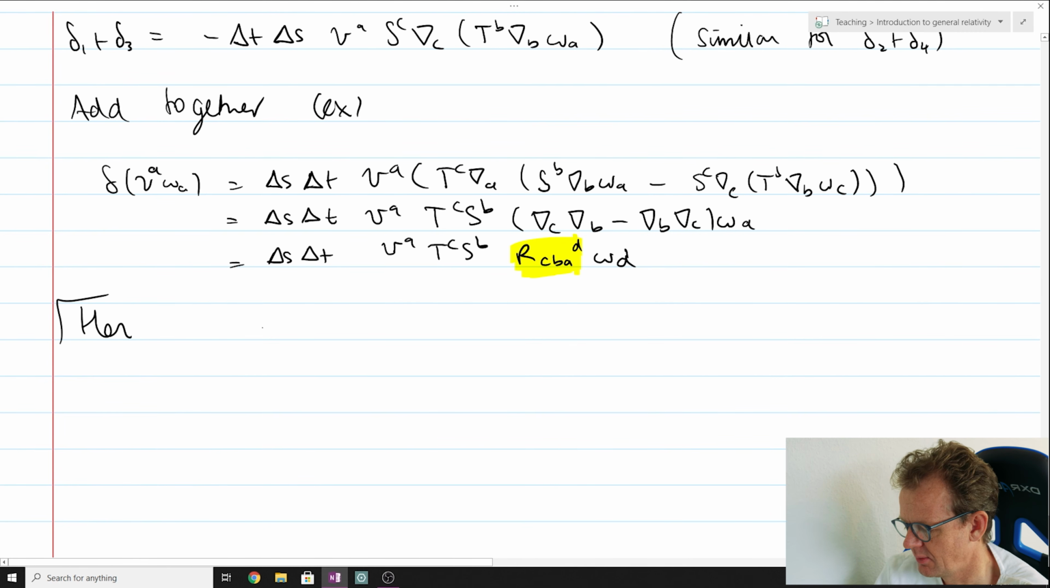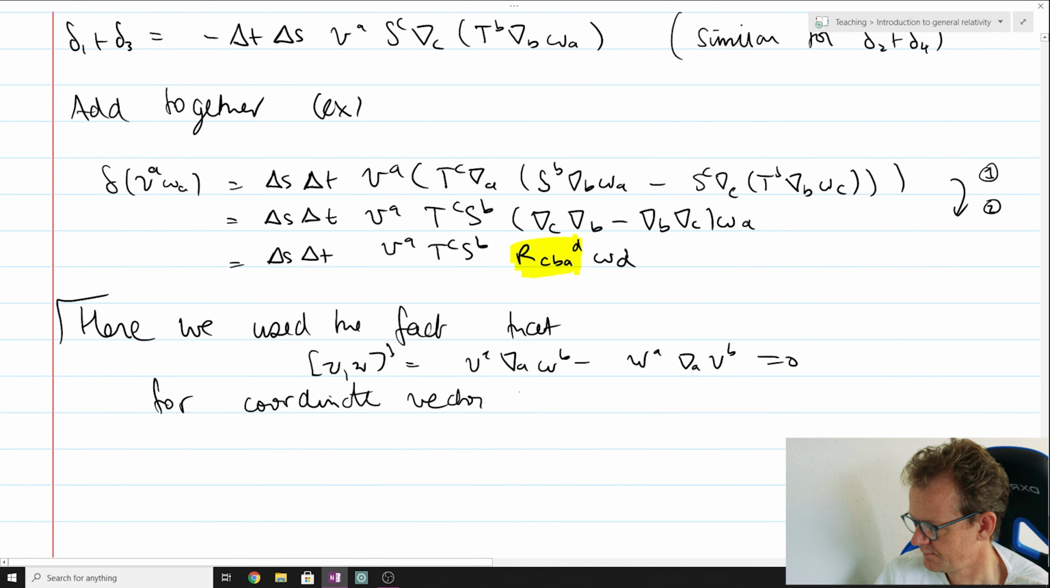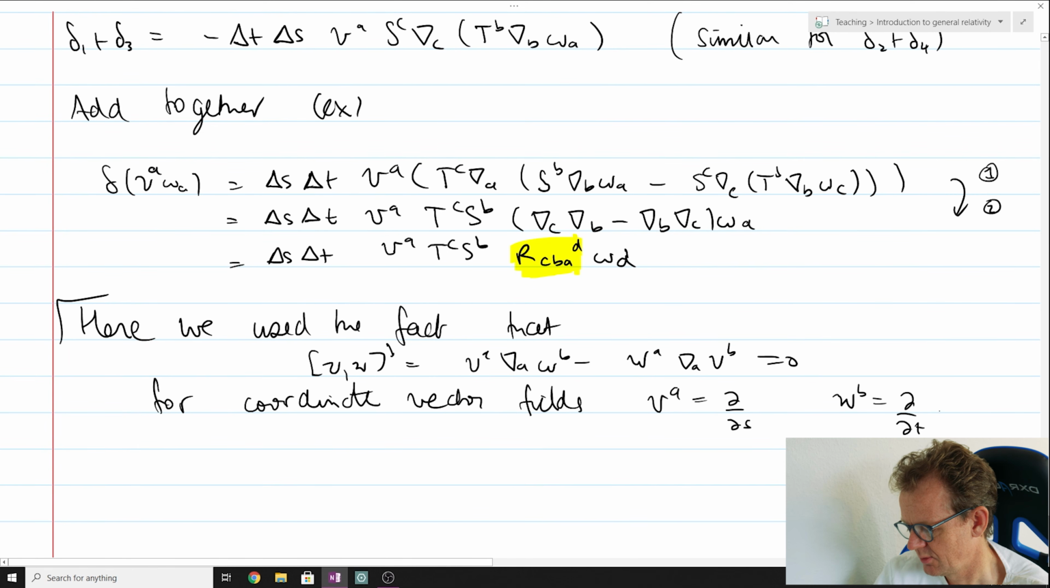But how did I go from lines 1 to 2? Here we used the fact that for coordinate vector fields, the Lie bracket vanishes, which in our case was d/ds and d/dt.